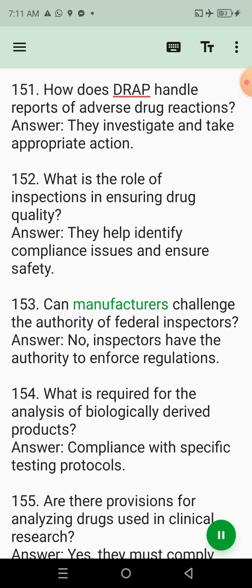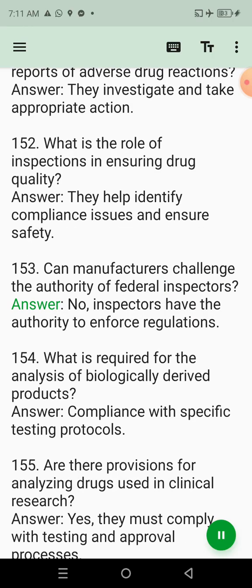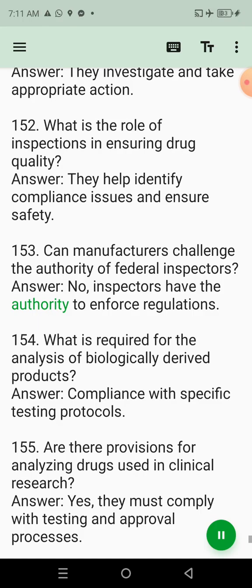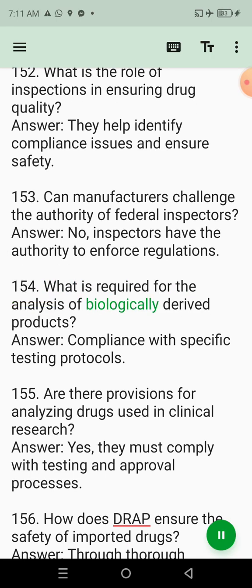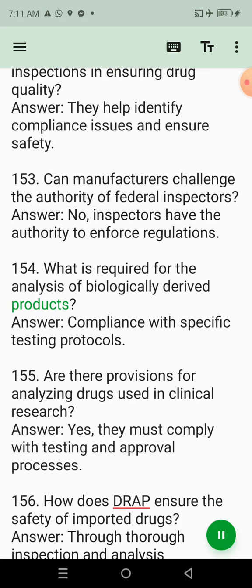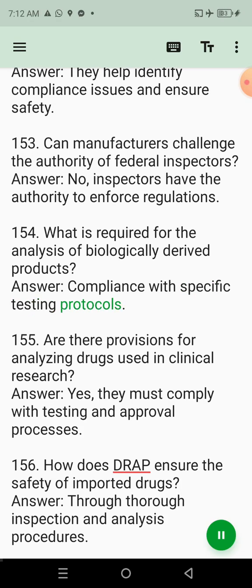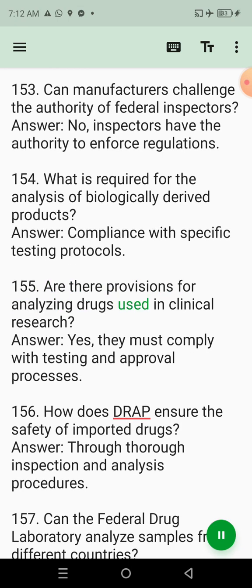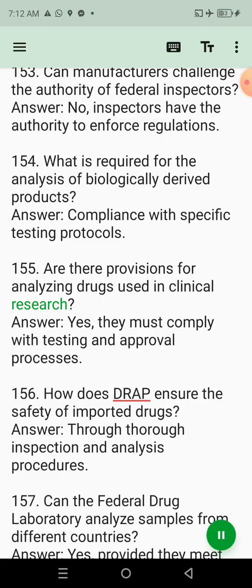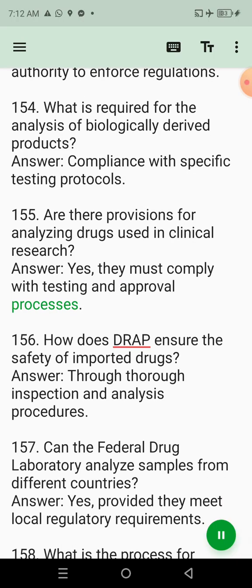153. Can manufacturers challenge the authority of federal inspectors? Answer: no, inspectors have the authority to enforce regulations. 154. What is required for the analysis of biologically derived products? Answer: compliance with specific testing protocols. 155. Are there provisions for analyzing drugs used in clinical research? Answer: yes, they must comply with testing and approval processes.